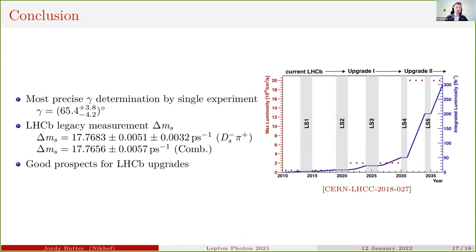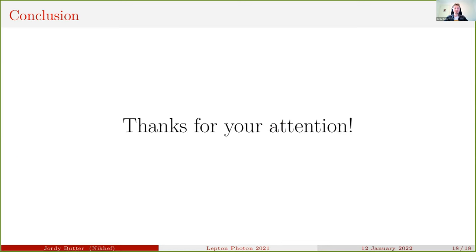To conclude, we've obtained a gamma value with only 4% uncertainty, which is the most precise determination of gamma by a single experiment. We've also obtained delta ms with record precision, which is then combined into a legacy measurement of the current LHCb detector. For the upgrades we expect a dramatic increase in data, so there are very good prospects ahead. Thank you for your attention.